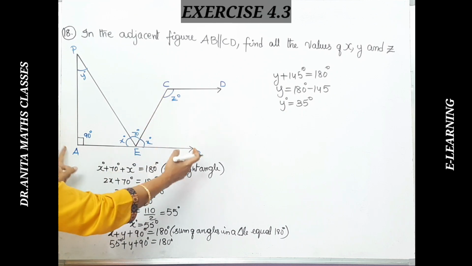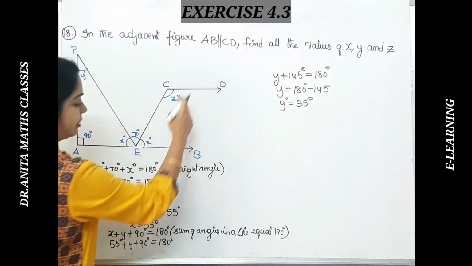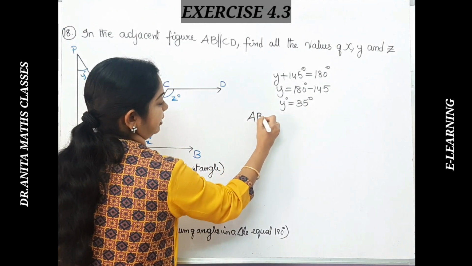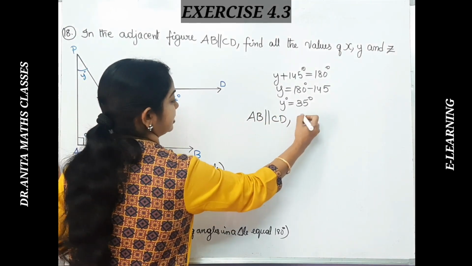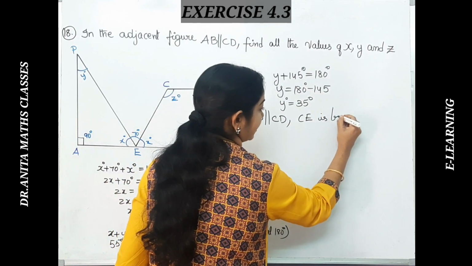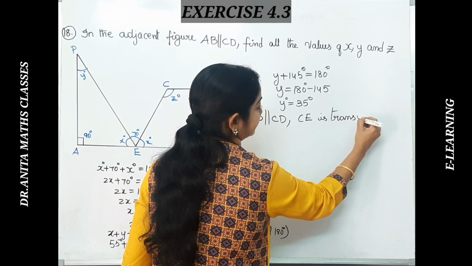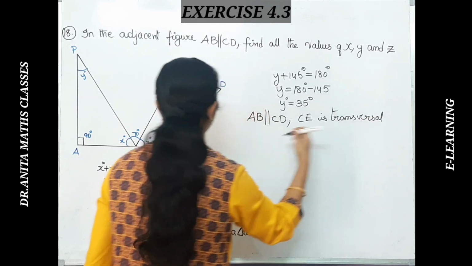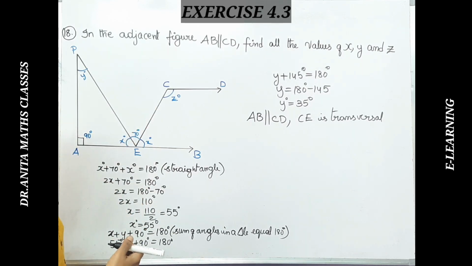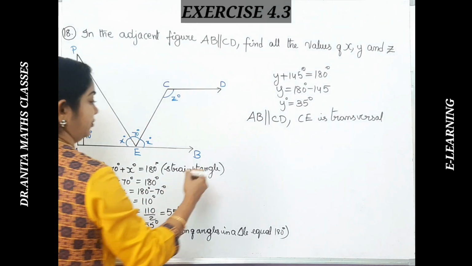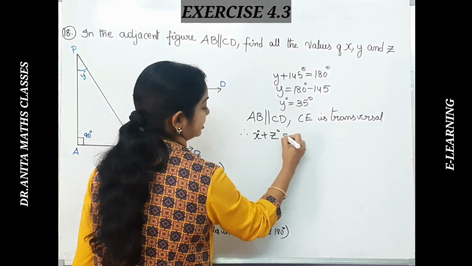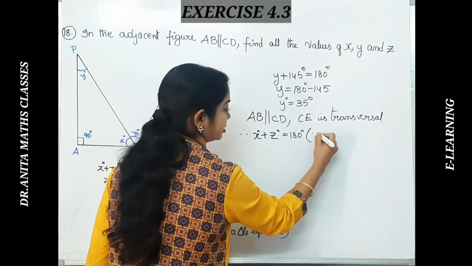Now, here given the condition AB is parallel to CD, these two are parallel, CE is a transversal. So, the angles x and z form the interior angles on the same side of the transversal, which are supplementary. Therefore, x plus z equals 180 degrees. We have to mention the reason here.